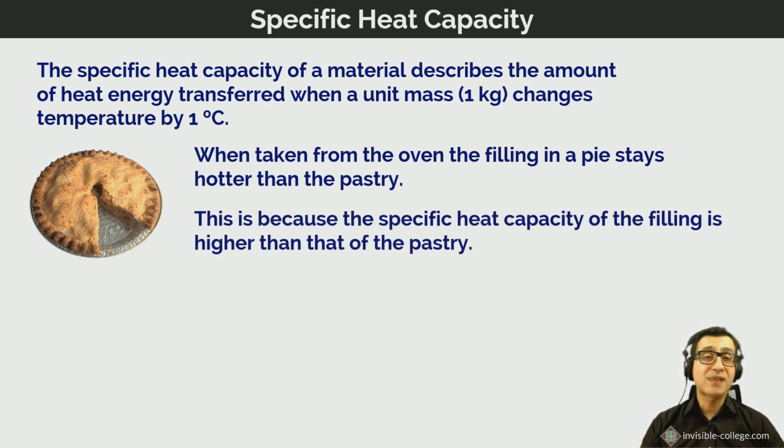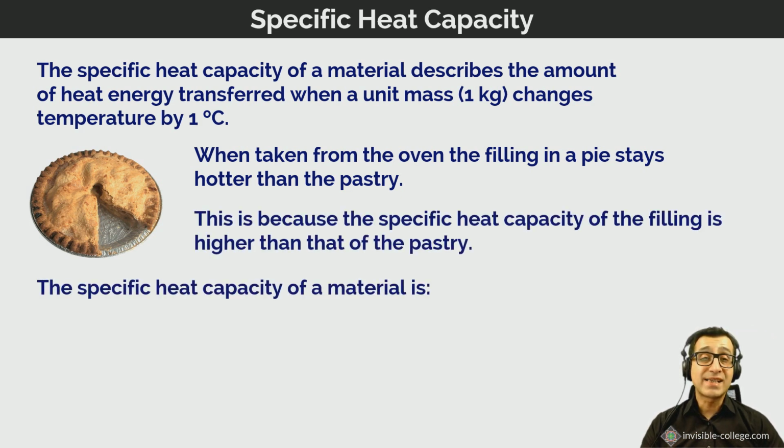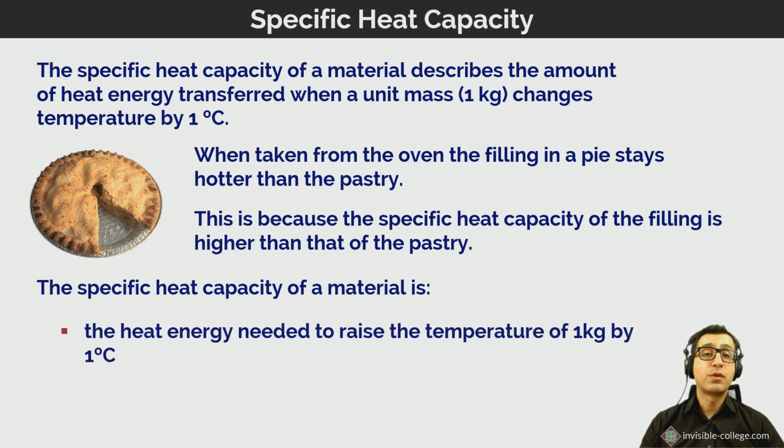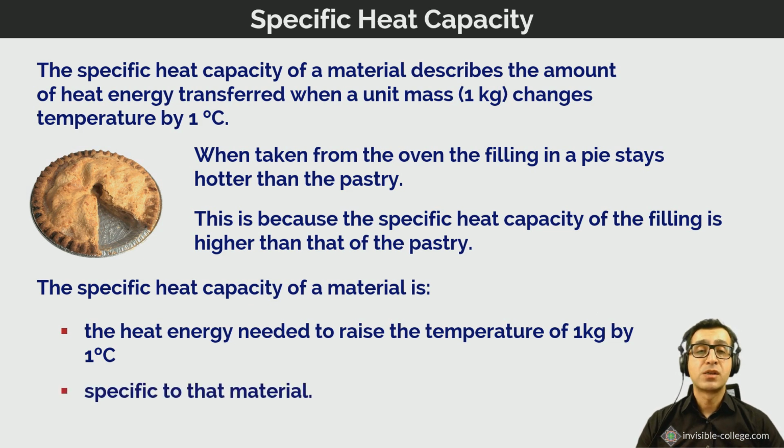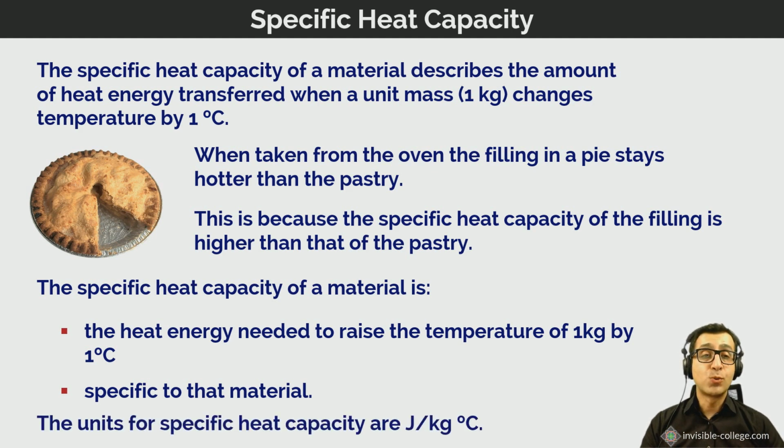So the specific heat capacity of a material is the heat energy needed to raise the temperature of 1 kilogram of the material. It is also specific to that material. So in other words, water has a unique specific heat capacity which is characteristic of water. Ethanol has a different specific heat capacity, which is characteristic of ethanol. The units for specific heat capacity are joules per kilogram degrees centigrade.